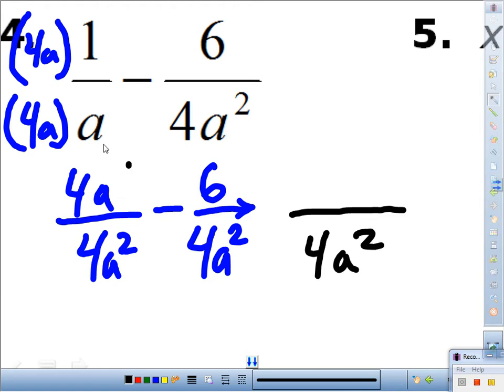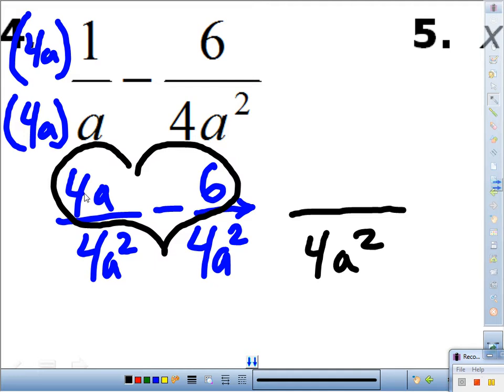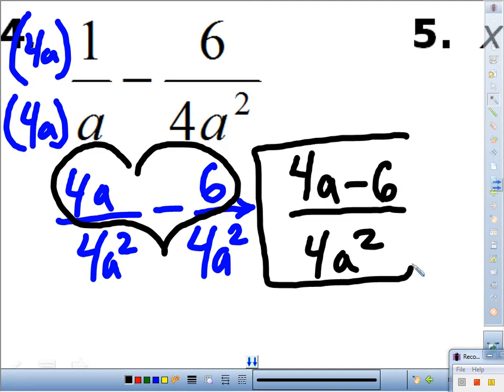Focus on the numerator. Can we combine these two? Guys? No, they're two different things, variables and constants, so I just write it out. 4a minus 6. And for right now, we can leave it like that. Okay? Simple stuff now. Instead of just with numbers, we have to deal with variables. Okay? And last but not least, number 5.